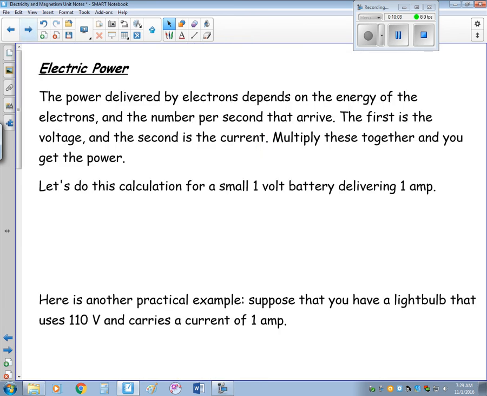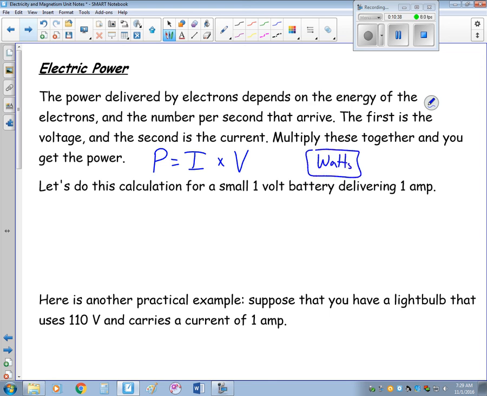All right, so electrical power. The electrical power delivered by electrons depends on the energy of the electrons and the number of electrons per second that arrive. The first is voltage, the second is current. If we multiply these two numbers together, we get power. So electrical power equals the current times the voltage. The units for this will be watts. So an amp times a volt equals a watt.